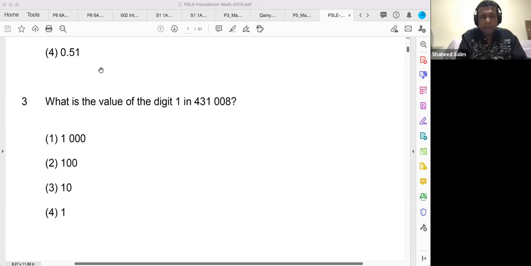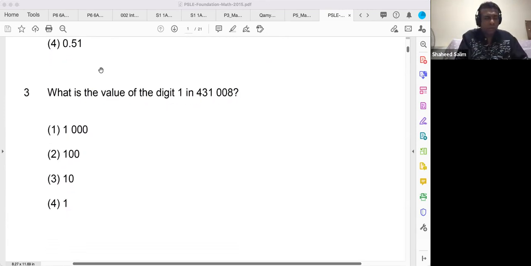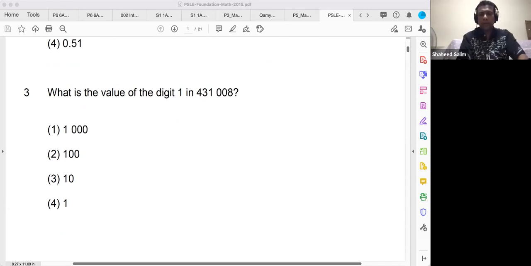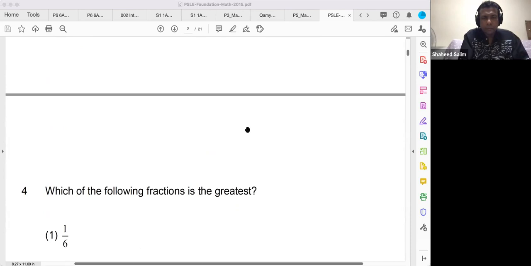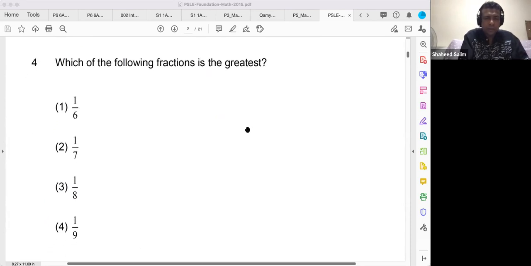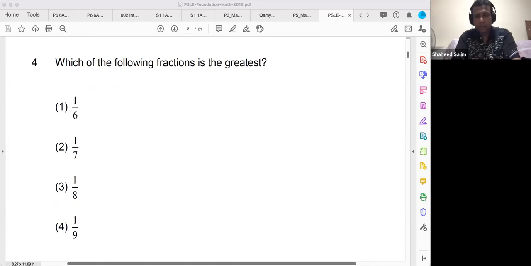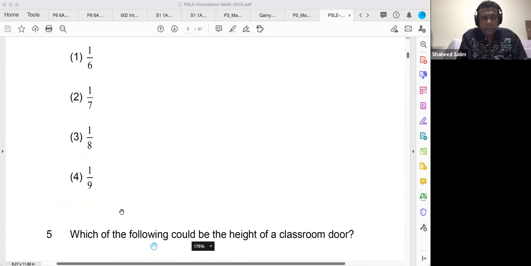Okay, now what's the value of the digit 1 in 431008? Number 1. Well done. So now you got 2 out of 3. Which fraction is the greatest? Number 1. Well done. So when the denominator is smaller, it's a bigger number.